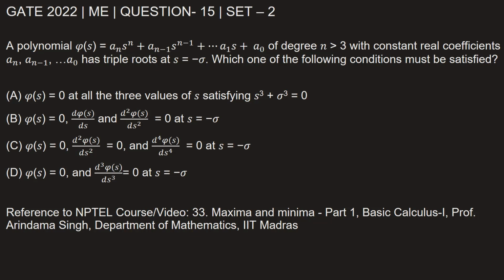Option C, phi should be equal to 0, the double derivative of phi should be equal to 0, and the fourth order derivative of phi should be equal to 0, all with respect to s at s equal to minus sigma. And option D is phi should be equal to 0 and the third derivative of phi should be equal to 0, with respect to s at s equal to minus sigma.